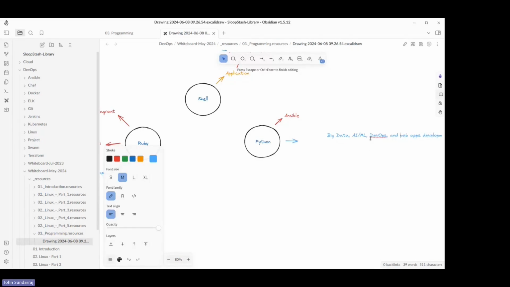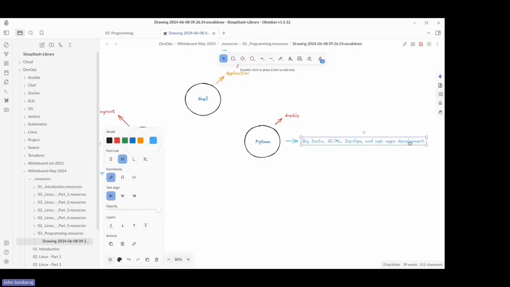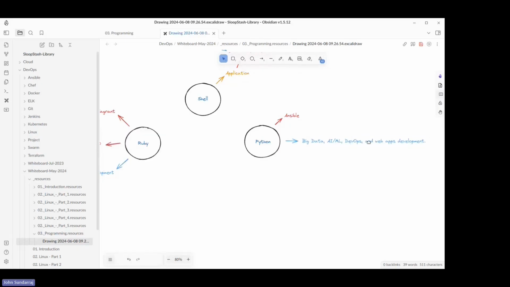Python plays a very important role in the big data world, in the DevOps world, and in web application development. Ruby is mostly into web application development, but for big data or machine learning, Ruby won't be there. Python is a very predominant language which is used in so many other places than just DevOps engineering or basic application development.